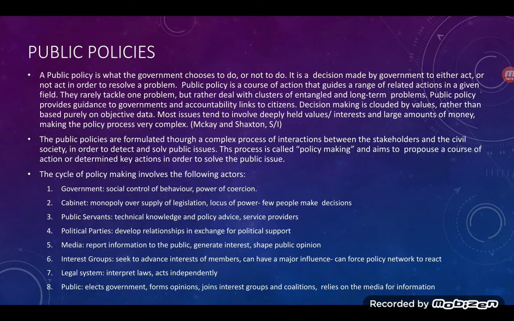Then we find the media. The media report information to the public, generate interest, and shape public opinion. The media can generate public agenda. It means that the media has the power to impact what people are thinking or what kind of things will be more important in the near future for the society.